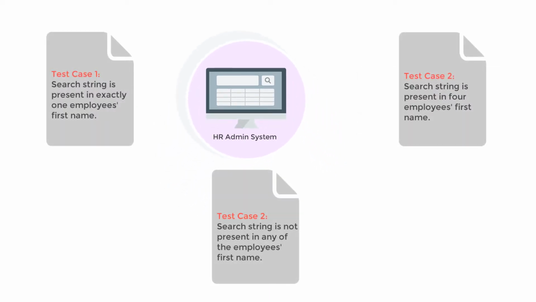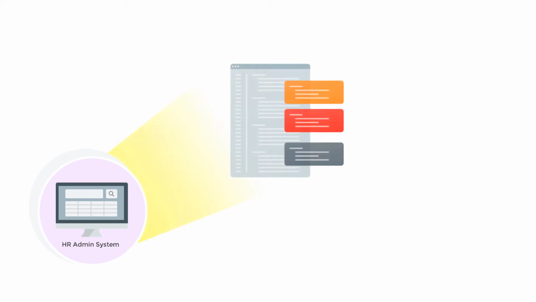While testing this feature, Jill notices that it works successfully only when the search string is part of a single employee's name. In a case where the search string is present in more than one employee's names, or where it's not part of any employee's name, the application does not display the expected results. Can you guess why?